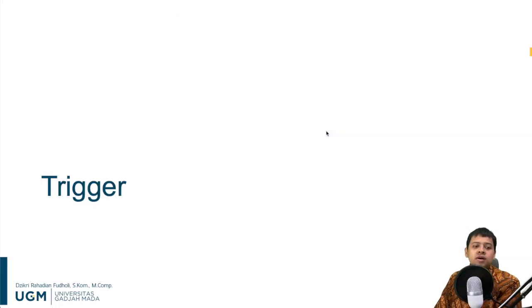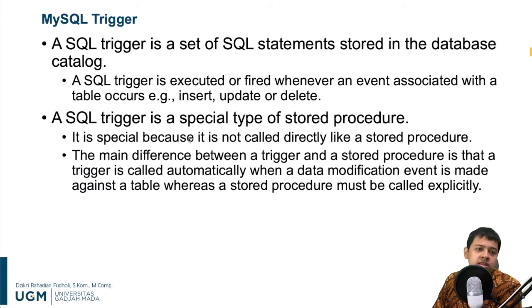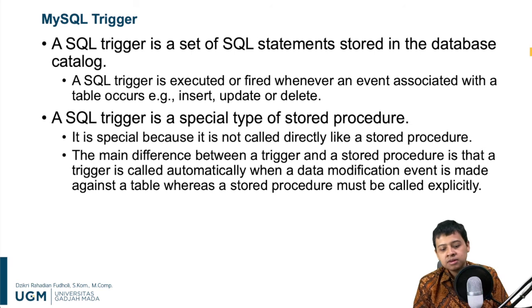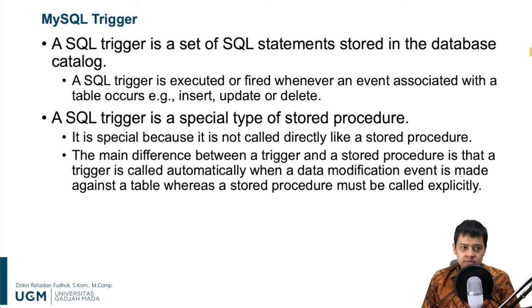Now let's talk about triggers. An SQL trigger is a set of SQL statements stored in the database catalog. An SQL trigger is executed, or fired, as the name trigger suggests, just like a gun fired, whenever an event associated with a table occurs. For example, an insert, an update, or even a delete.